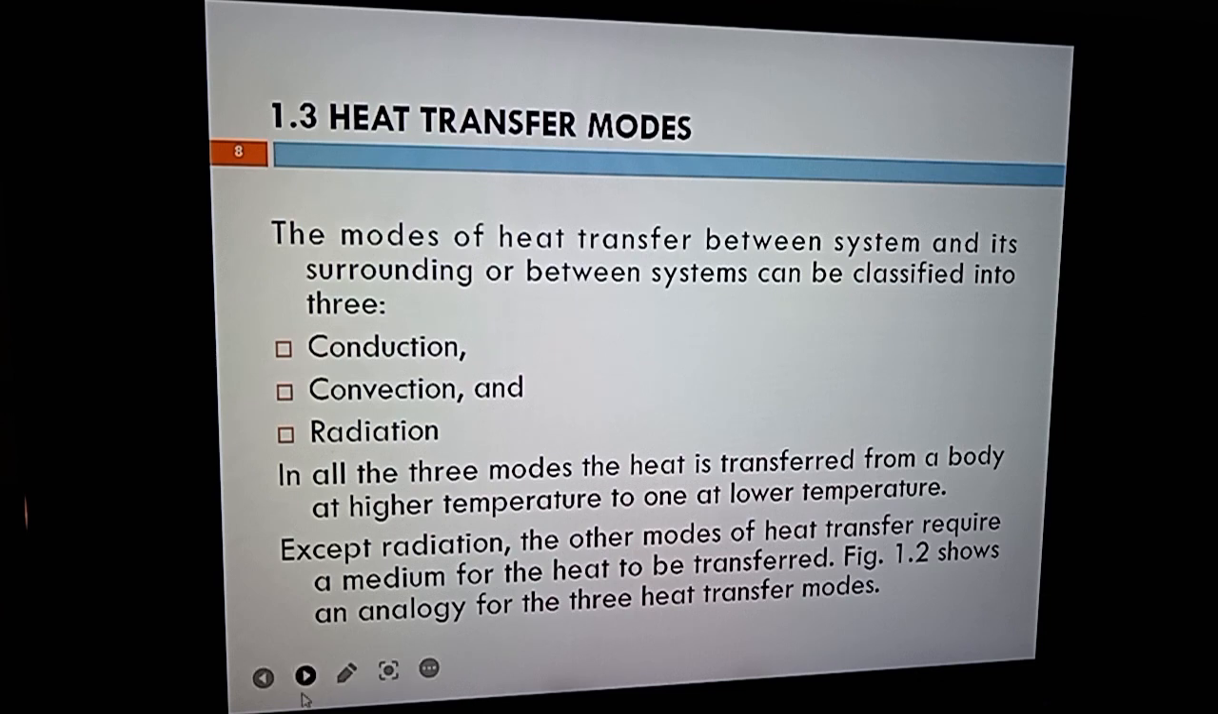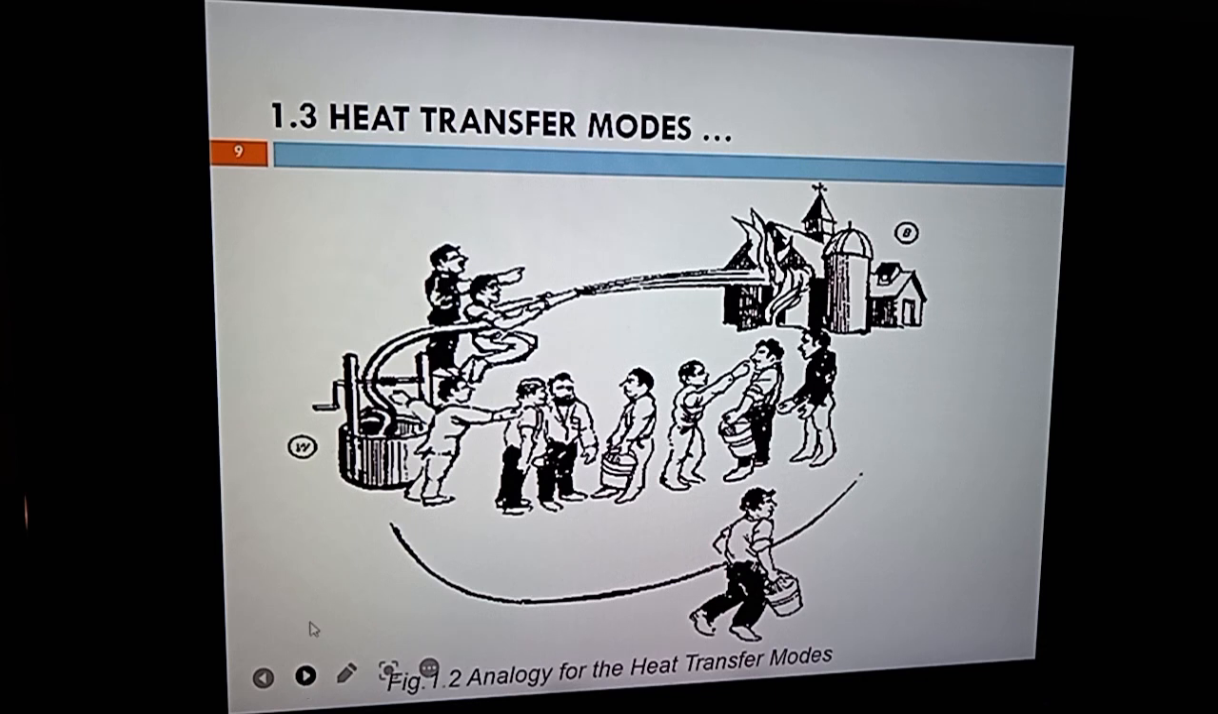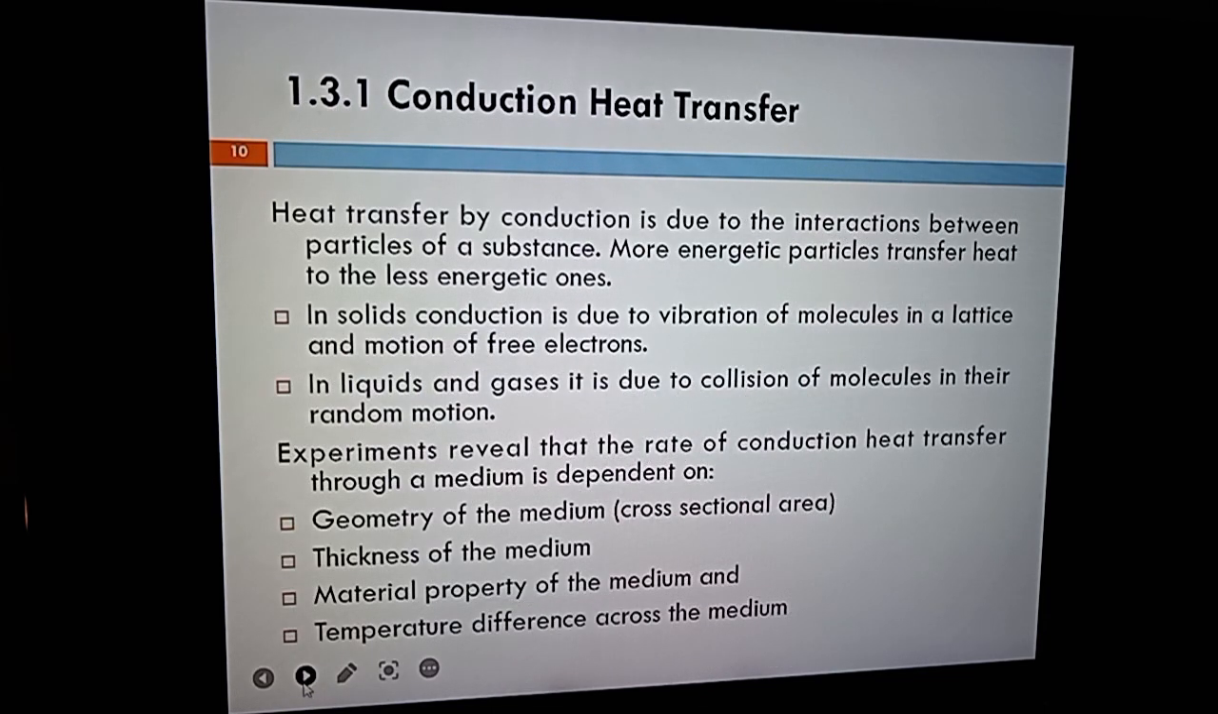This one is the figure. Radiation from here to here, from here to here through conduction, from here to here through convection system, the convection way of transferring heat.